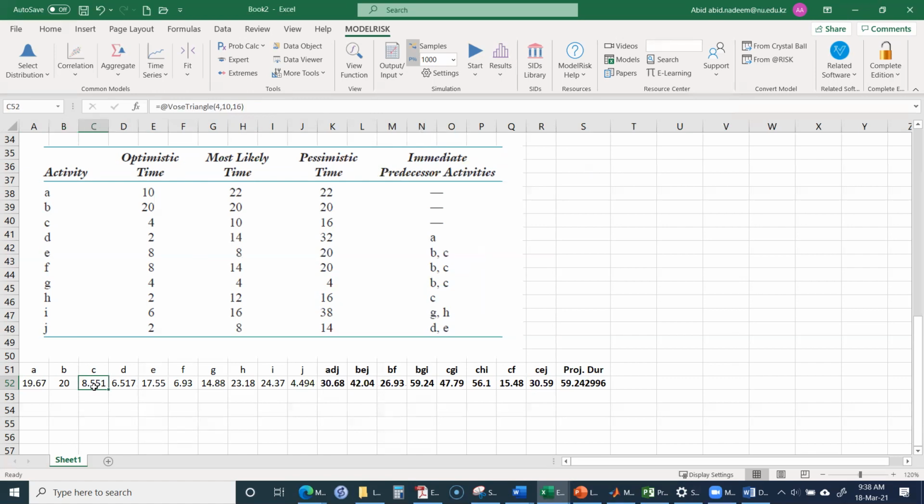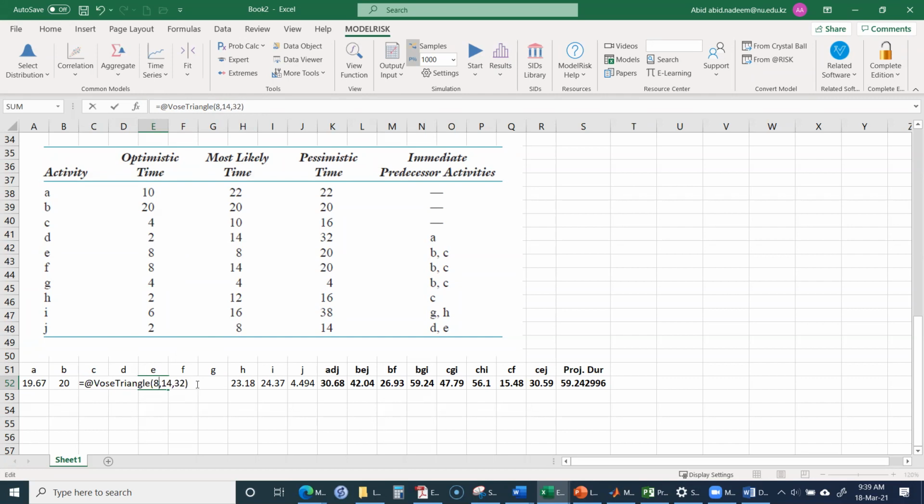Here it is 4, 10, 16. D is 2, 14, 32. And then since I just dragged it down, it will also be 2, 14, 32. But for E, it should be 8, 8, 20. So then I can change it from here.